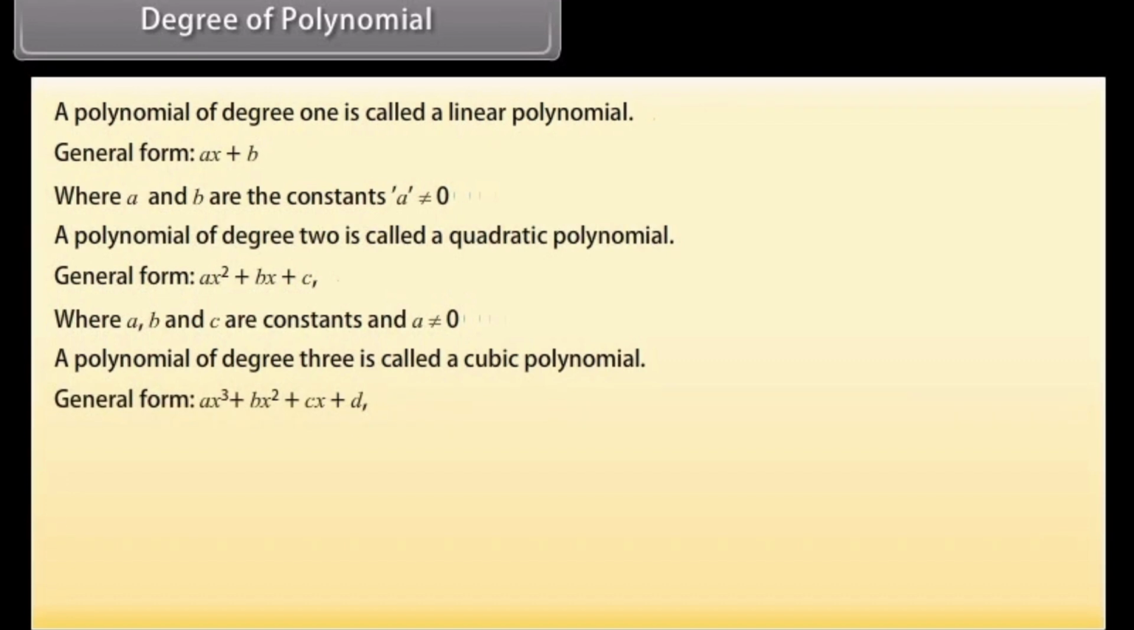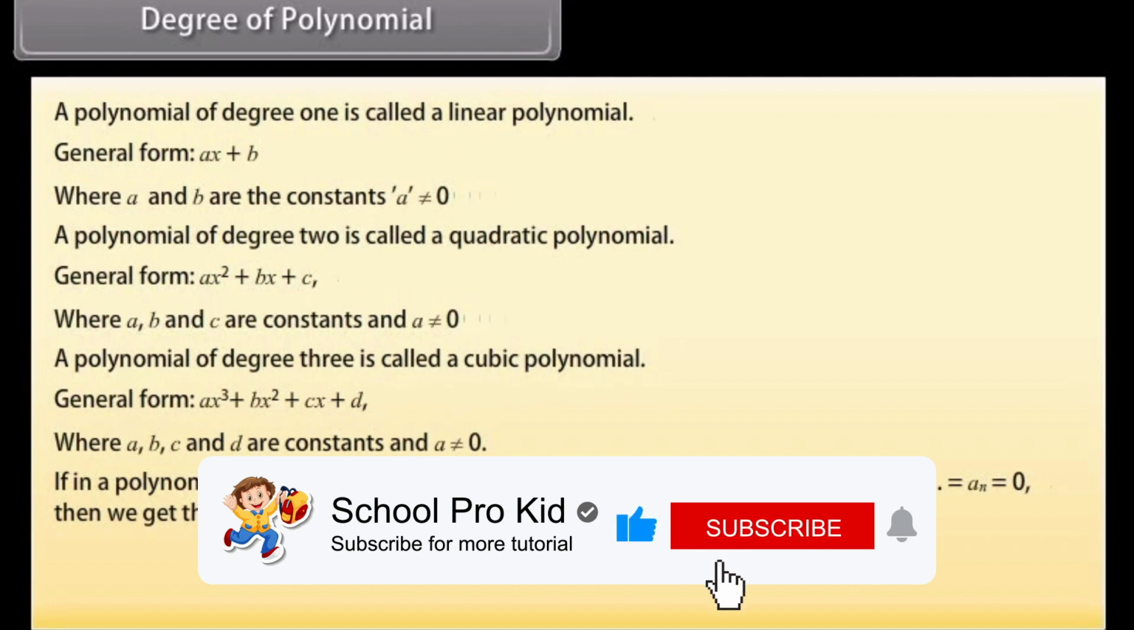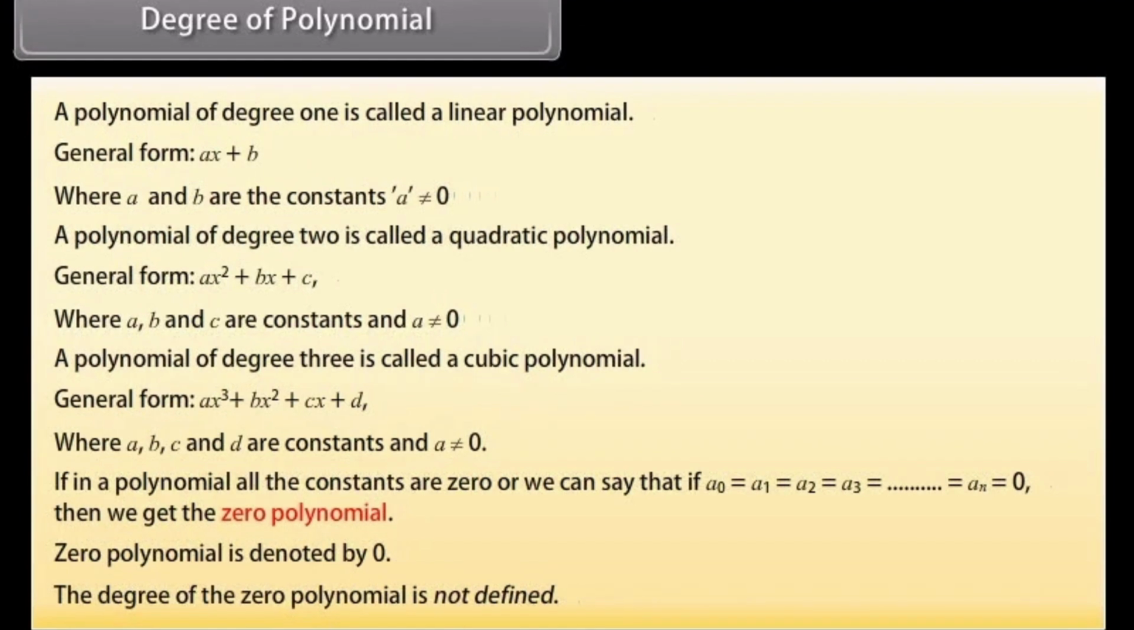Its general form is ax raised to the power 3 plus bx raised to the power 2 plus cx plus d, where a, b, c and d are constants and a is not equal to 0. If in a polynomial all the constants are 0, that is, if a0 is equal to a1 is equal to a2 is equal to a3 is equal to so on is equal to an is equal to 0, then we get the zero polynomial. Zero polynomial is denoted by 0. The degree of the zero polynomial is not defined.